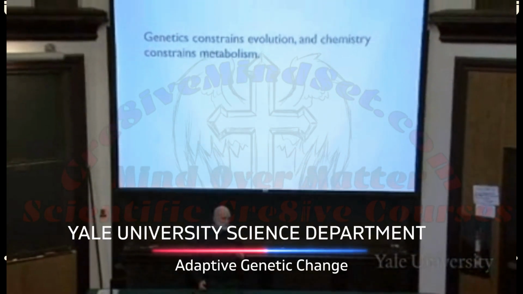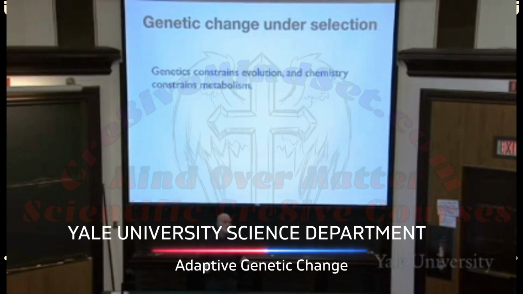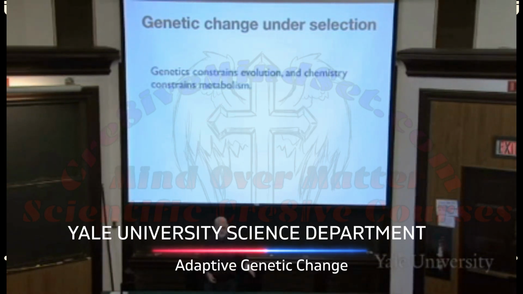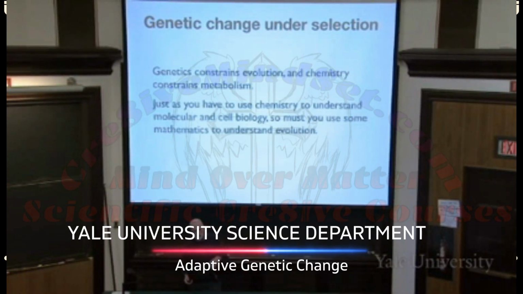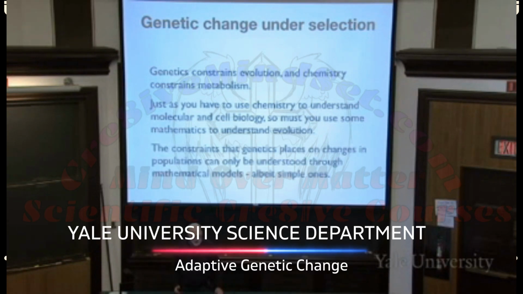Okay, now genetics constrains evolution, and genetics is doing something to evolutionary thought which is about what chemistry does to metabolism and structure, and is about what physics does to chemistry. Okay? There's a broad analogy there. If you want to understand molecular and cell biology, you learn a lot of chemistry. If you want to understand some evolution, then you need to learn a little bit about how genetics constrains evolution, and so you need a little math.